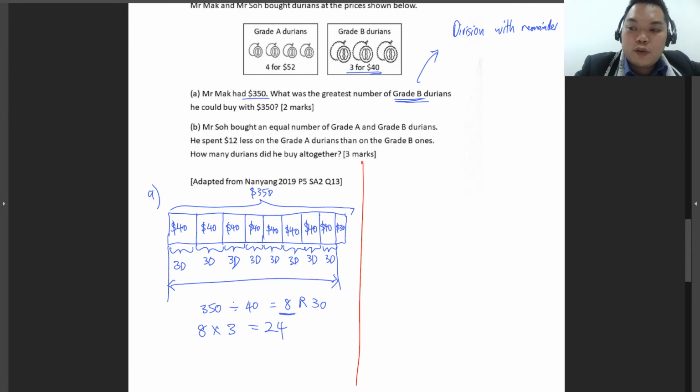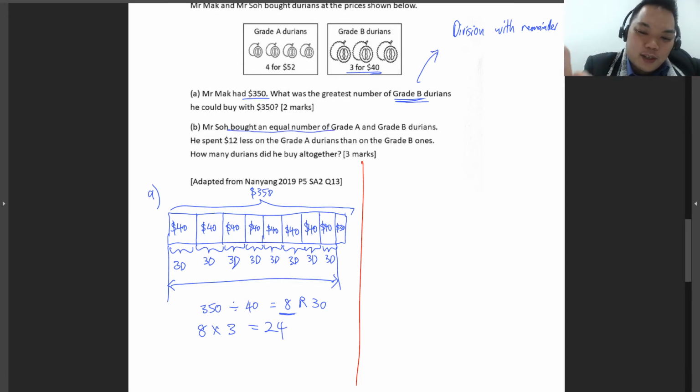Now part B over here, very popular question type. This one came out I think in 2015. Something similar along these lines, if I remember correctly. I haven't seen the booklets for a very long time.